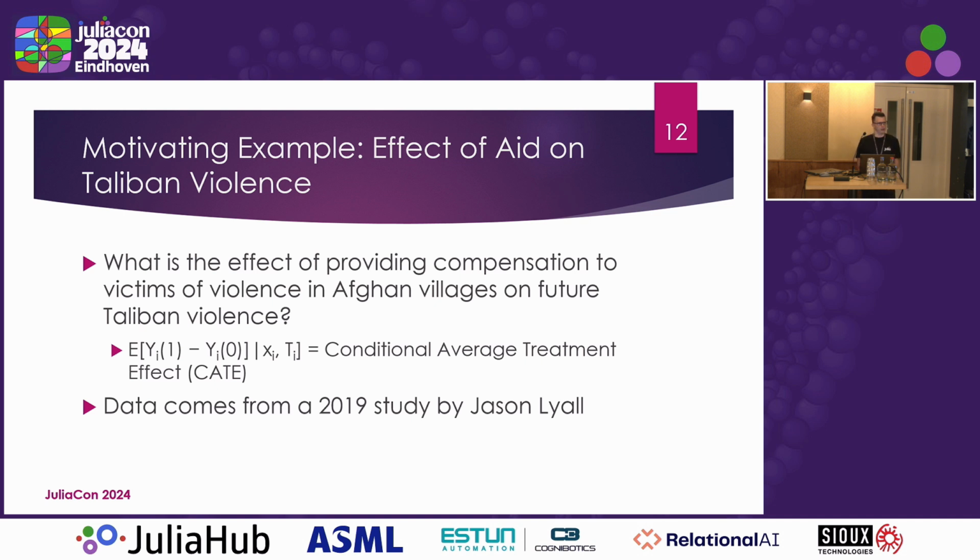Okay, so we went through an example here of how we can estimate the expectation of tau I, this average treatment effect. But we might actually be more interested in individualized treatment effects, or conditional treatment effects, which we'll call the CATE here. So for example, we might be interested in estimating the effect of compensation to victims of violence in Afghan villages on future Taliban violence, not across the country as a whole, not an expectation, but maybe within individual villages, which vary a lot on things like ethnicity and language and geography.